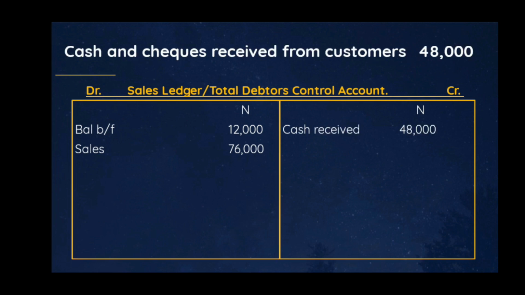The next entry, cash and cheque received from customers. The information is gotten from the cash book, which means the customers paid 48,000 naira, which will reduce the amount they are owing us. In that case, we are going to credit it into the account. That's cash received, 48,000 naira at the credit side.